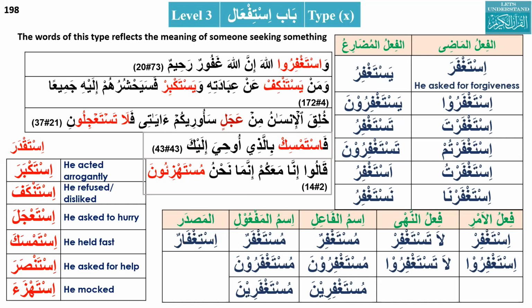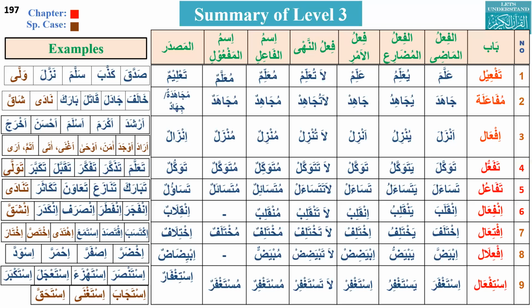Okay, next chapter. Bab tafa'ul. Tasa'ala yatasa'alu, tasa'ul. The special case for that is tanada yatanada, tanadin or tanadiyun. Say again. Tanada yatanada, tanadin or tanadiyun. Yes. Okay. This is tanada, special case of the defective verbs. Bab tafa'ul. Okay. Arham.